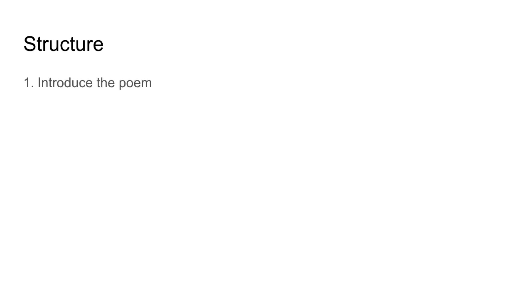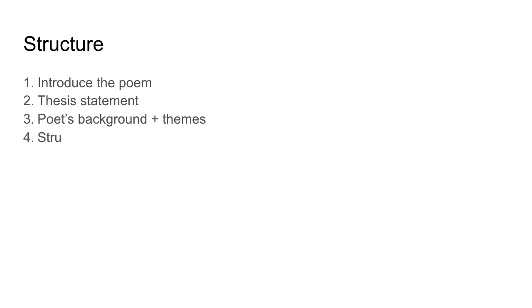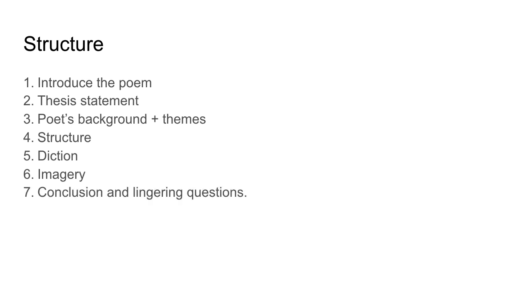So first of all, we introduce the poem. We then give our thesis statement. We then give a brief background to the poet, and we talk about some of the themes that are prevalent in their poetry. We then mention the structure, then the diction, and then the imagery in the poem. We then conclude and we ask any questions that are still unclear in the poem, still open to interpretation.